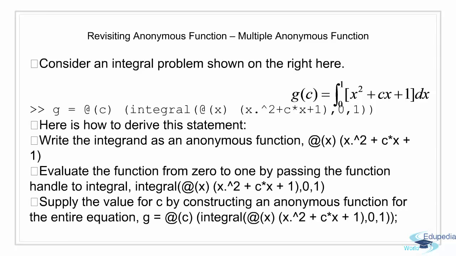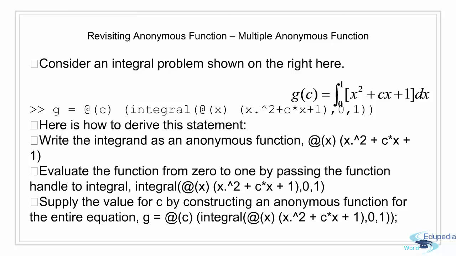An anonymous function can have multiple anonymous functions called inside it. This is useful for passing different parameters to a function that we are trying to evaluate over a range of values. Let's take an example. Let's take a very simple integration problem. Take the equation x squared plus cx plus 1 that is being integrated from 0 to 1. For the same, the multiple anonymous function is written as g. This g contains multiple anonymous functions.